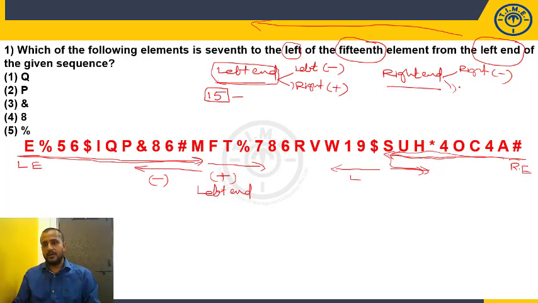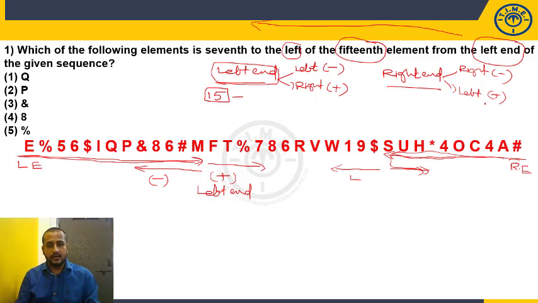So left will be plus. Simple logic. If the question is based on the left hand, wherever you see the term left, take it as a minus. Wherever you see the term right, you take the term plus. When the question is based on the right hand, wherever you see the term right, use the symbol minus. Wherever you see the term left, use the symbol plus.